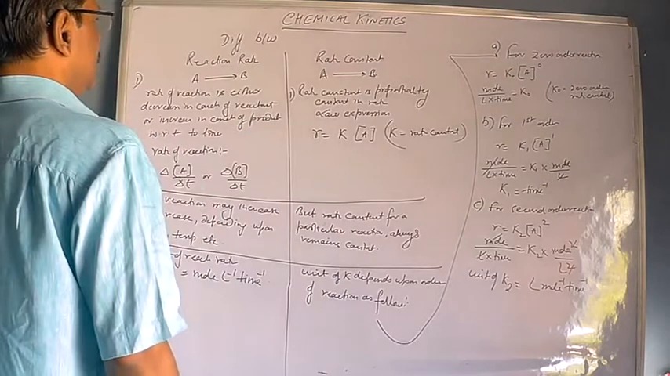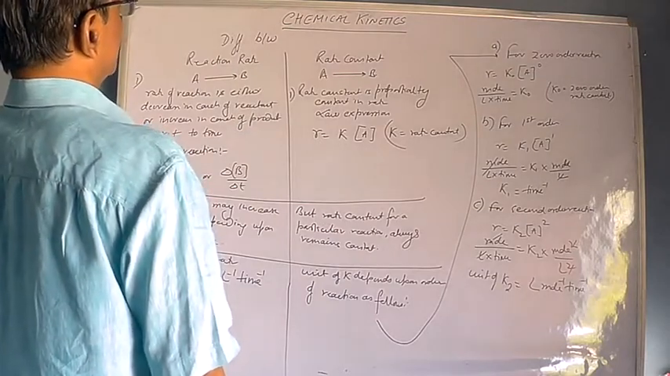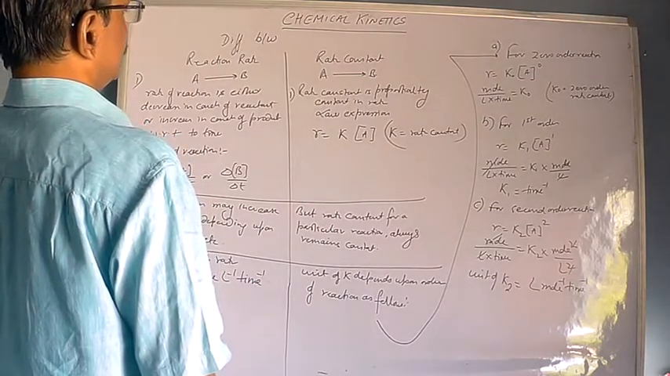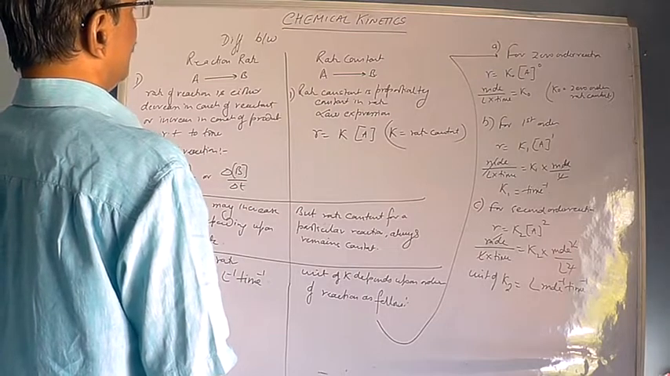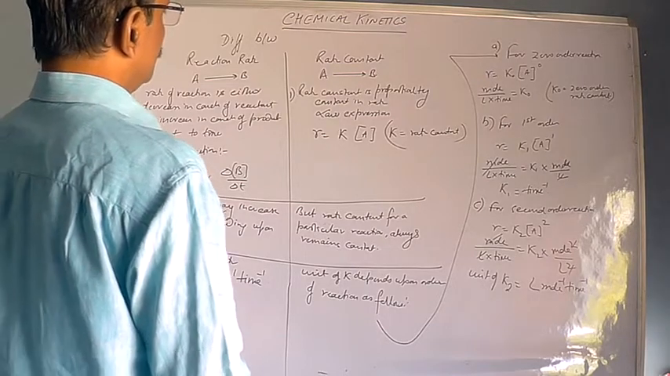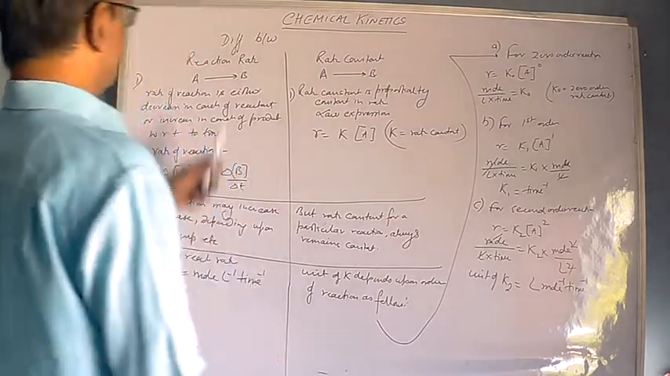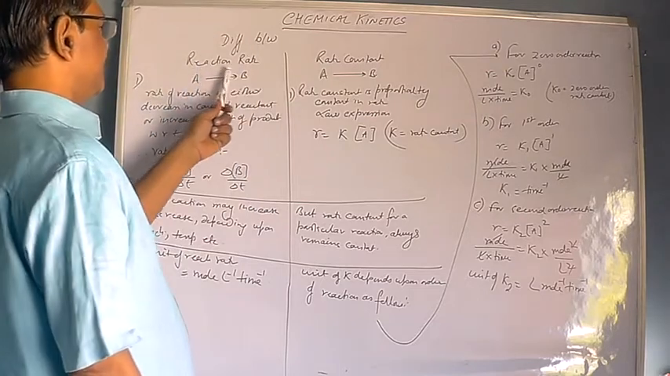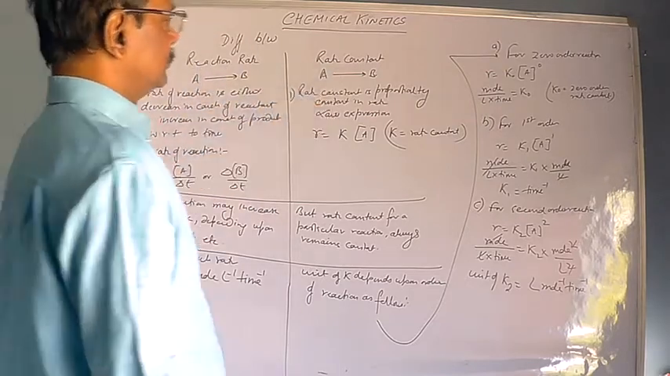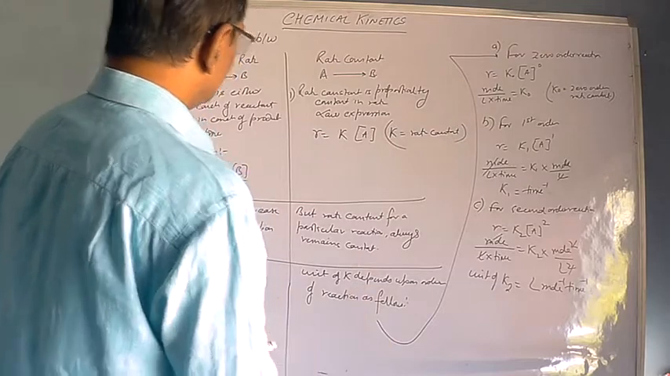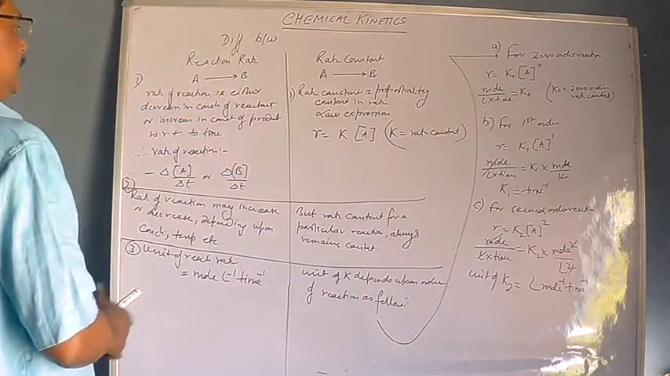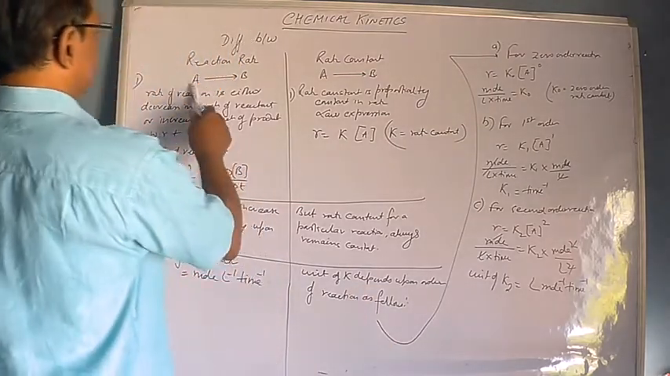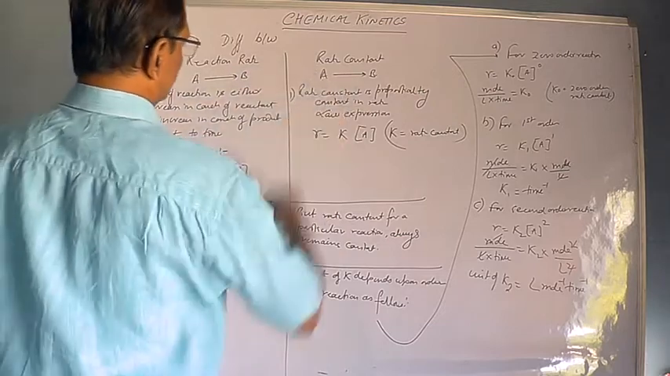Class, last time we discussed in chemical kinetics types of reaction rate, that was average rate and instantaneous rate. Today's topic is the difference between reaction rate and rate constant. These two are different things. We are taking one example over here. Let A giving me B.